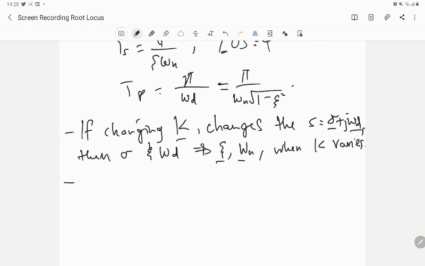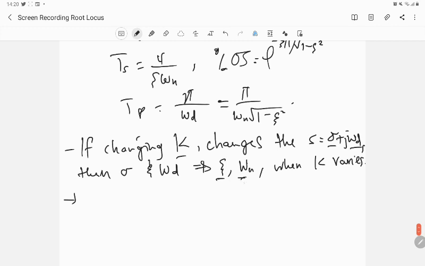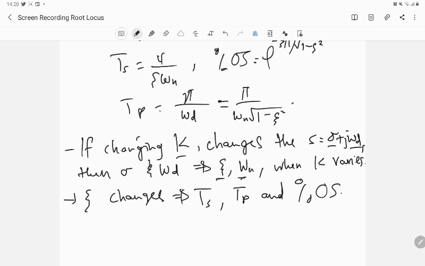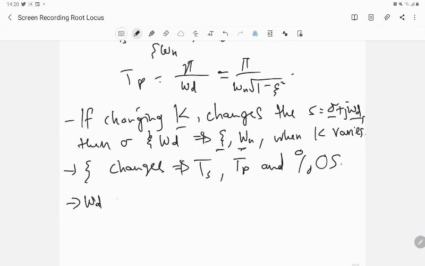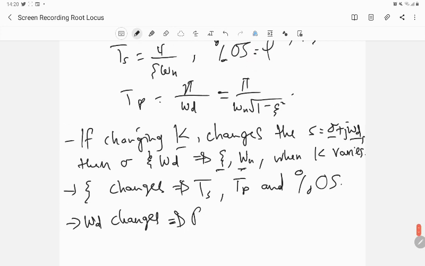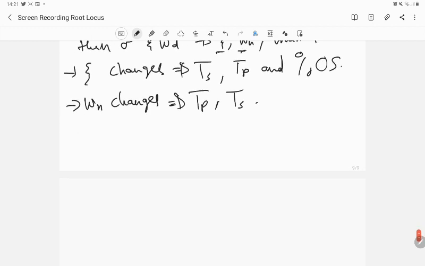And if you change any of these, then that also implies that any quantity that depends on them will also change. So for example, if the damping ratio changes by changing k, then our Ts, our Tp, and our percentage overshoot will change. If omega n changes by changing k, then changing k will change our Tp, and it will also change our Ts. Okay, so this is some information we have to know.